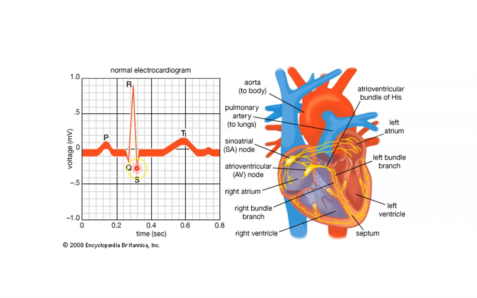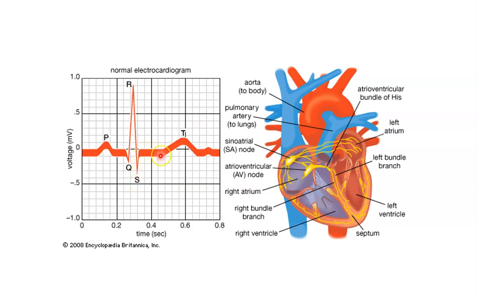And what the QRS complex represents is the ventricles contracting. So the ventricles will contract and move blood up. So this is the ventricle contracting, or ventricular depolarization. The electricity generated by the ventricles when they are contracting.